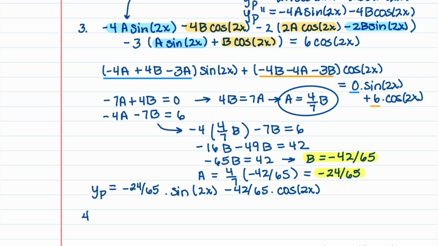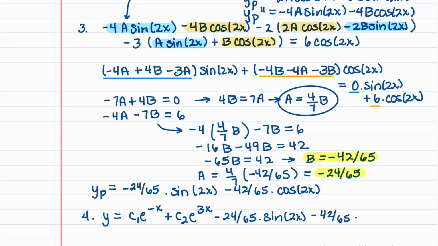Now we can just write down our final solution, and it's y is going to be our homogeneous solution, c1e to the minus x plus c2e to the 3x, and then all we do is copy down our particular solution. And there we have it. That is our solution.